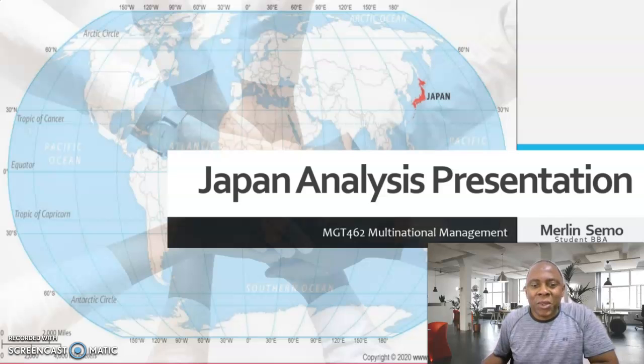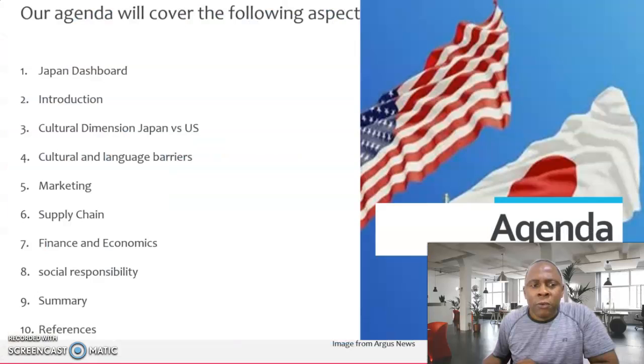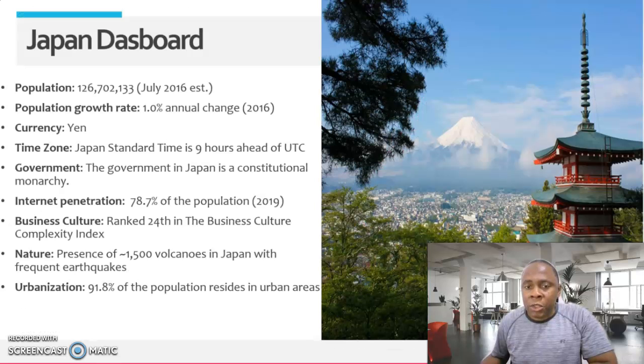I'm delighted to share with you my research on Japan. To do so, we're gonna follow the agenda. Japan dashboard introduction. I will talk to you about Japan versus US in cultural dimension. We'll talk about the barriers, marketing, supply chain, the finance and economics, social responsibility of Japan, and then we'll have a summary, and there will be some reference pages for my research.